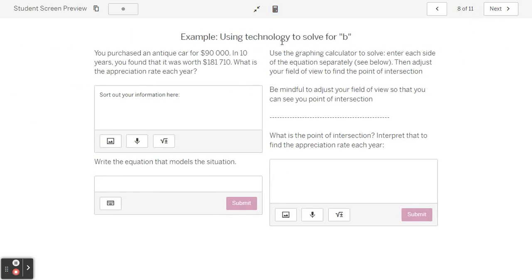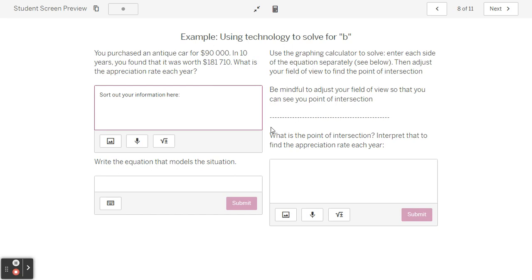Now we can do this again for solving for the value of B. You purchased an antique car for $90,000. In 10 years' time, you found that it was now worth $181,710. What is the appreciation rate each year? We are looking for the growth rate for this car.